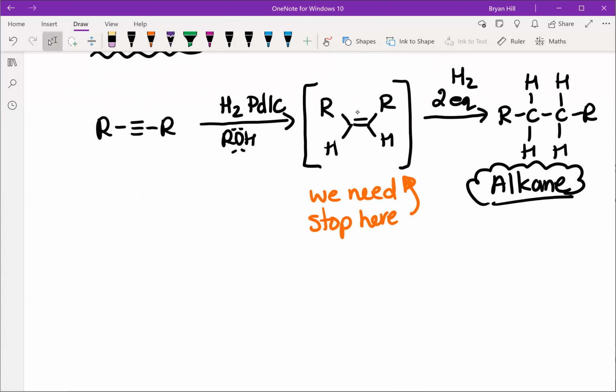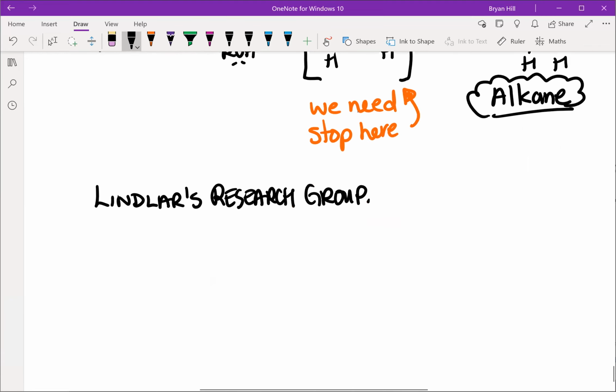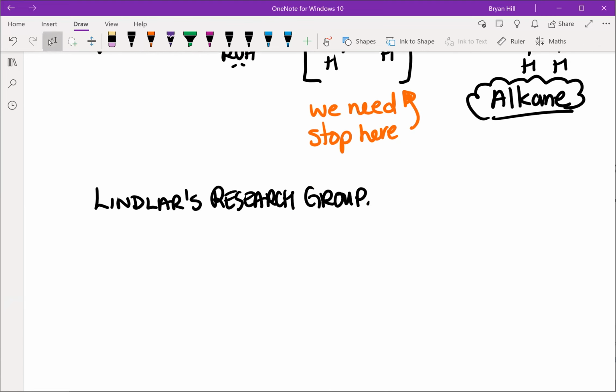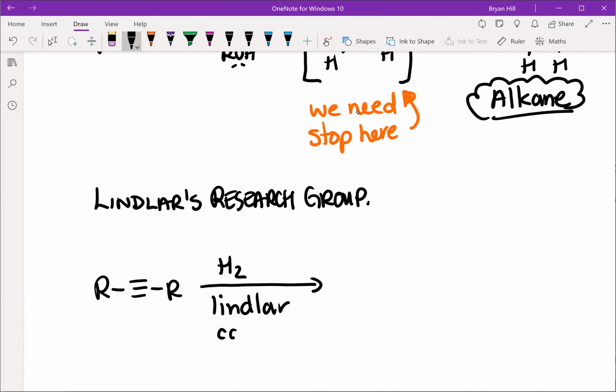And someone did develop a synthesis to do that, and that was basically a Lindlar research group. You always, if you discover something, you get your name on it. So if you use Lindlar's catalyst, you can do the reaction. So H2 and Lindlar. And you end up with a cis alkene.